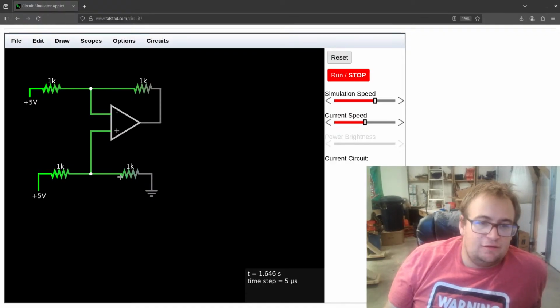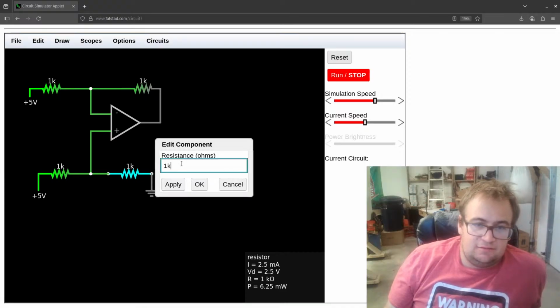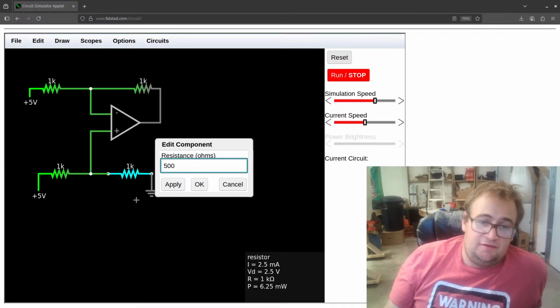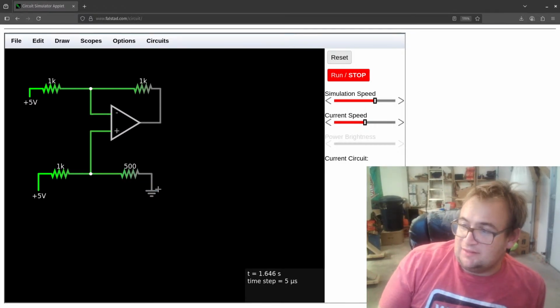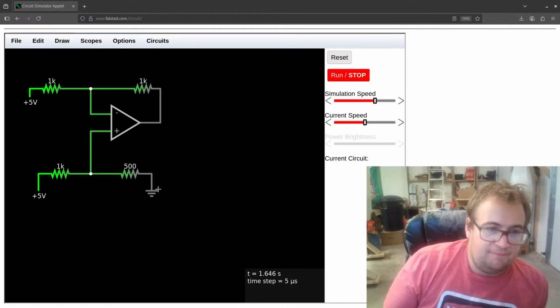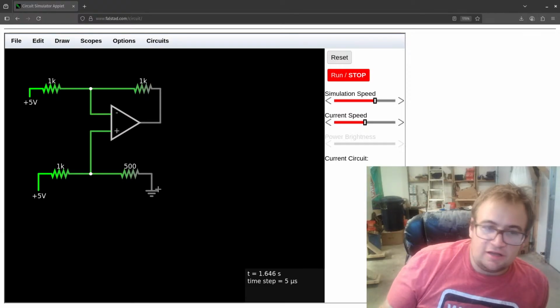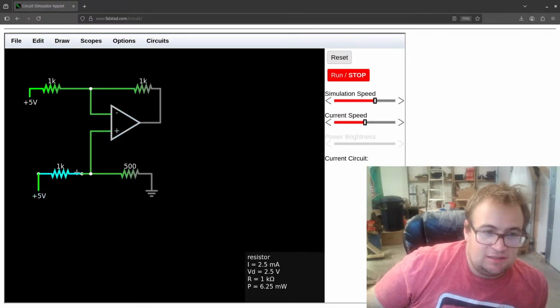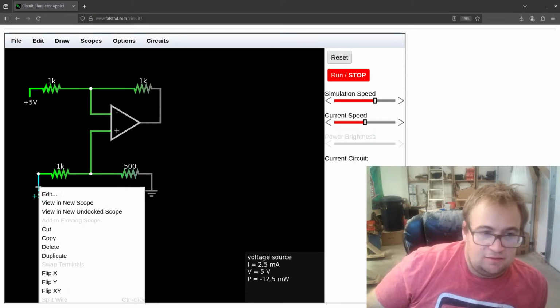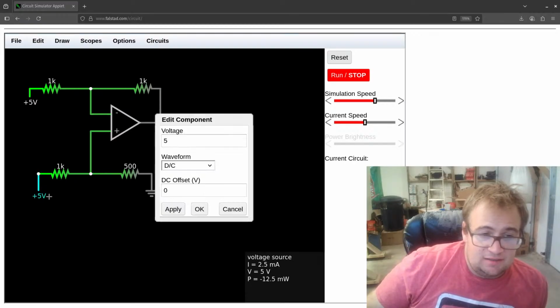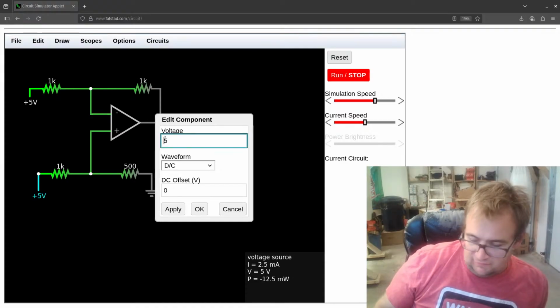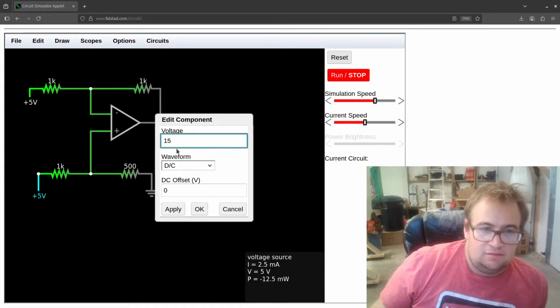Let's make this exciting. We'll make this 500. Okay. So now I paused it just so that we have to think about it before we try it out. Now, this is... well, that's not very good. Let's edit this. So that's 1500 ohms. Let's make this 15 volts. Apply. Okay.